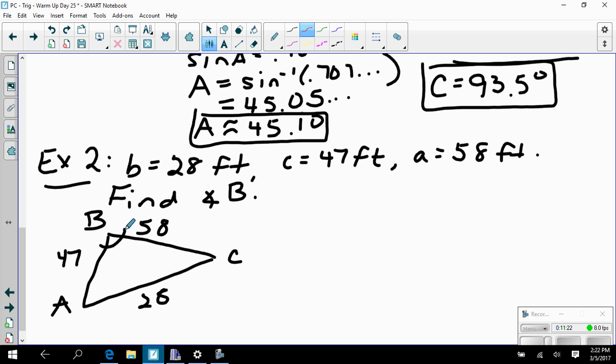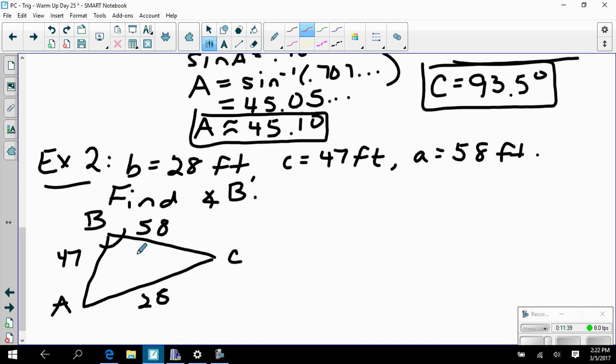Okay, now I can't use law of sines, and that should be fairly obvious because, why? Because there's no complete ratio. I need an angle and a side, and if I just have three sides with no angles, there's no way I have a complete ratio. So I've got to use law of cosines.